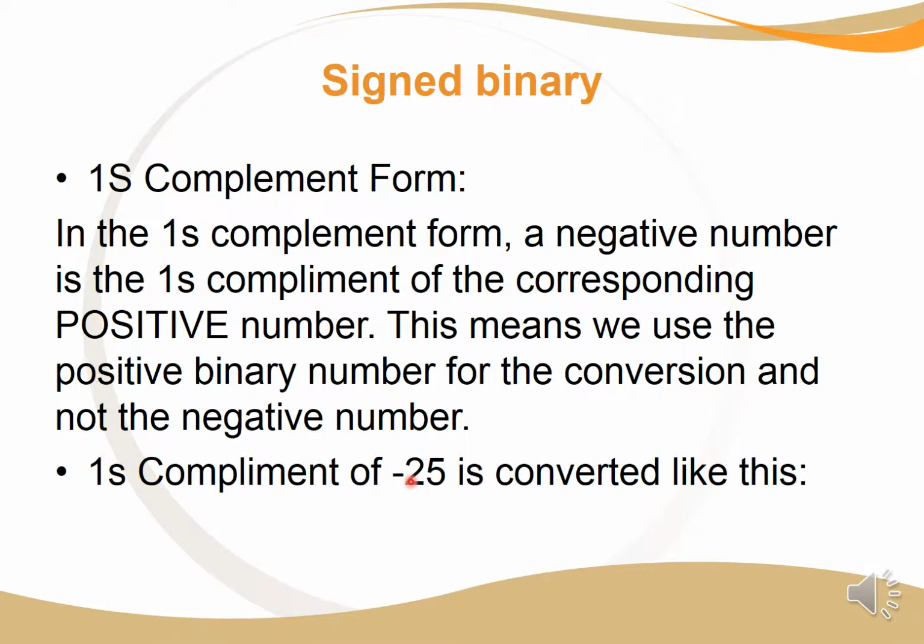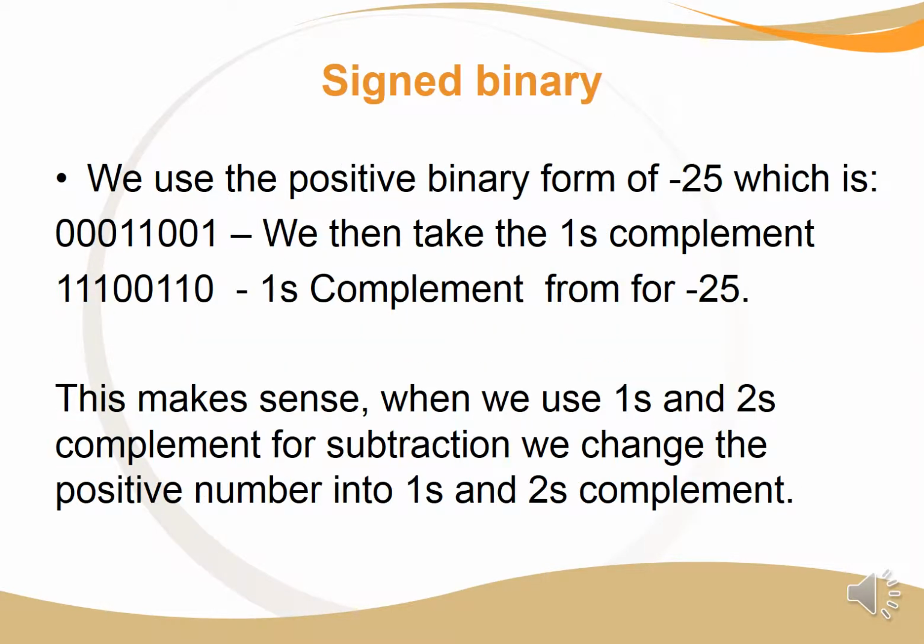Ones complement of minus 25 is converted like this. We use the positive binary form of minus 25. So we use 25, and this is the binary for 25. We then take the ones complement of that, and this is the ones complement form for minus 25. So we take the positive binary, convert that into ones complement, flipping the ones and zeros, and this is minus 25 in ones complement.